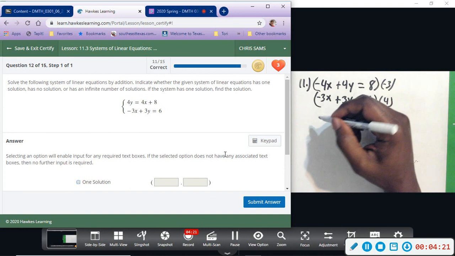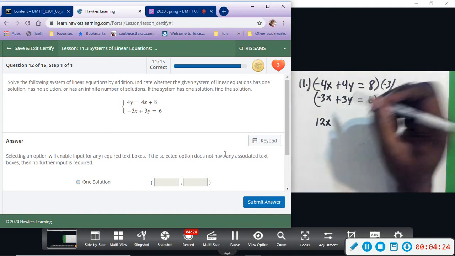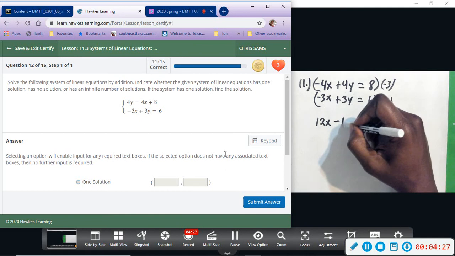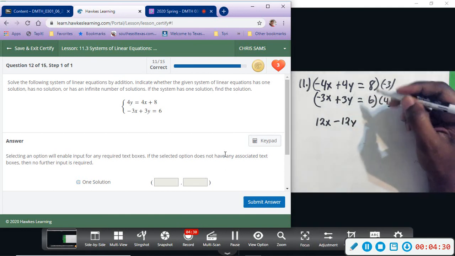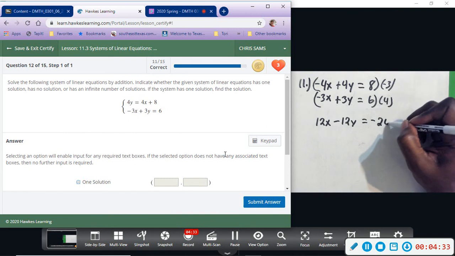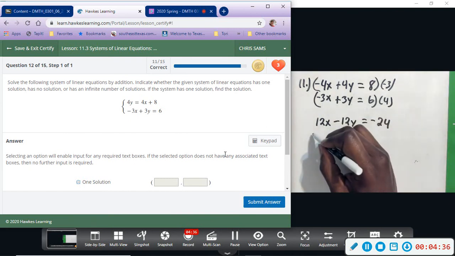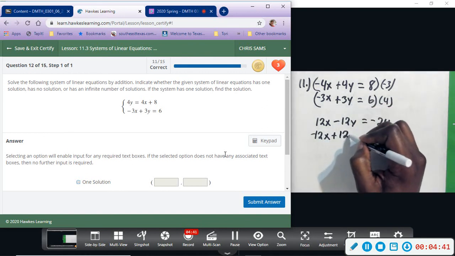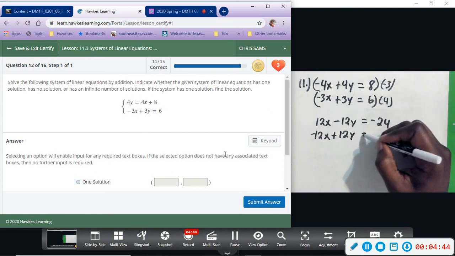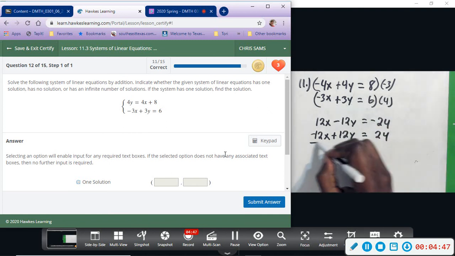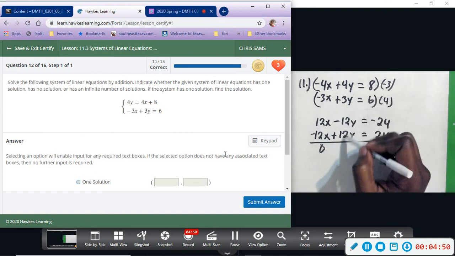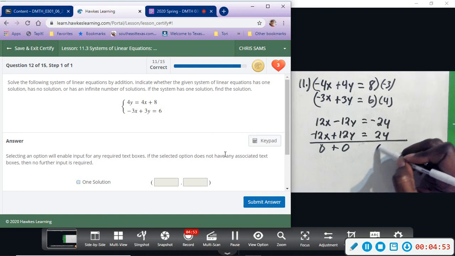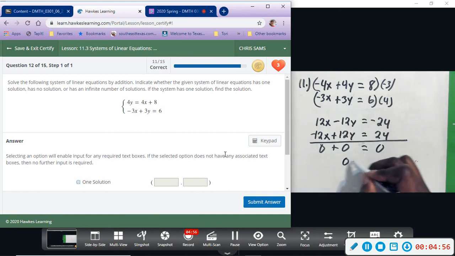Alright, multiply by negative 3, that gives me a positive 12x. Negative 3 will give me a negative 12y. Times negative 3 will give me a negative 24. Alright, times positive 4 will give me a negative 12x. Times positive 4 will give me a positive 12y. And times 4 will give me a positive 24. Opposite, so they go to 0, also goes to 0, and this is opposite, so that goes to 0. So we get that 0 equals 0, which is true, and that means infinitely many solutions.